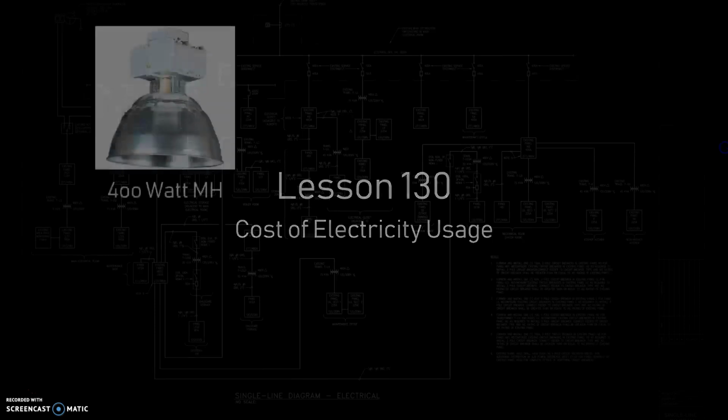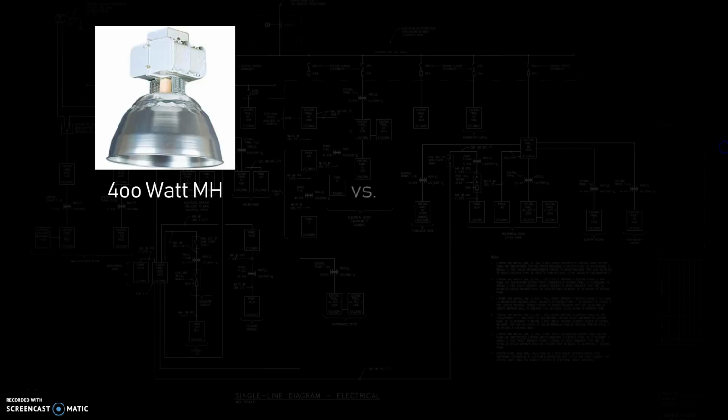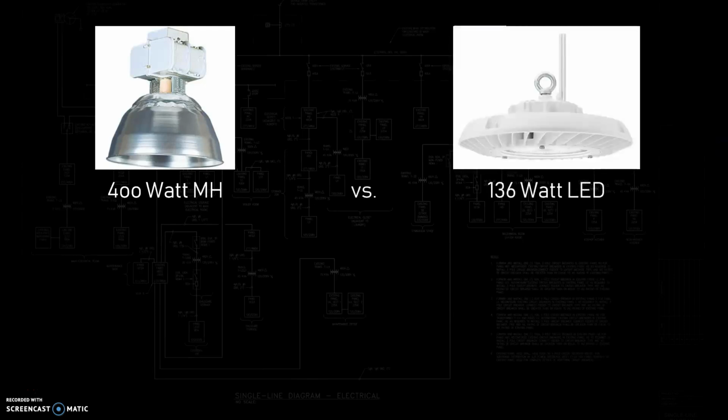But what I'm going to look at here, and it's become very popular with the advent of LED lighting, is let's look at the cost of operating this 400 watt metal halide versus this 136 watt LED, which should be a direct replacement as far as light output goes. What kind of energy savings, and more importantly to the building owners, money savings are you going to see here? What should you expect?